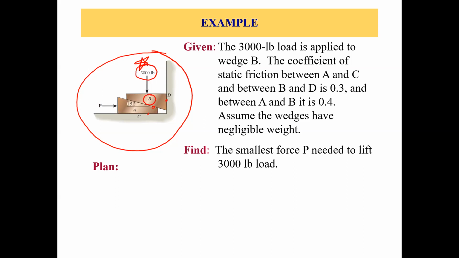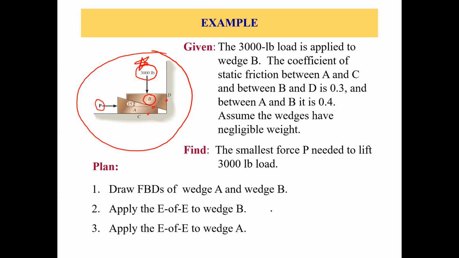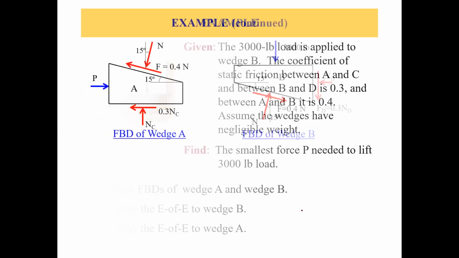Now, what do we need to find? We need to find the smallest force P needed to lift the 3,000 pound load. What are the steps? We already talked about the steps involved in the analysis of wedge systems, so let's have a look again. Draw the free body diagrams of wedge A and wedge B. Apply the equations of equilibrium to wedge B and to wedge A. Let's do these steps and solve this problem.